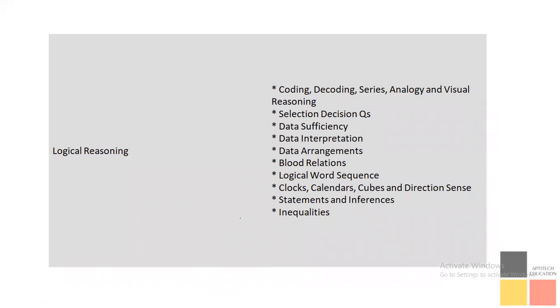Next, if we talk about logical reasoning, it will have topics like coding-decoding, series, analogy, then sentence decision, data sufficiency, data interpretation, data arrangement, blood relation, logical clocks, calendars, inequality, all of these different types.